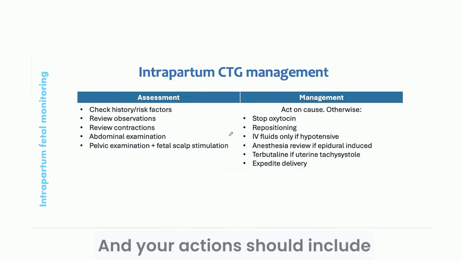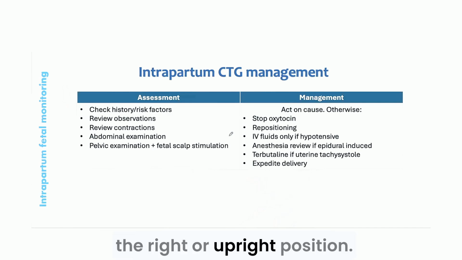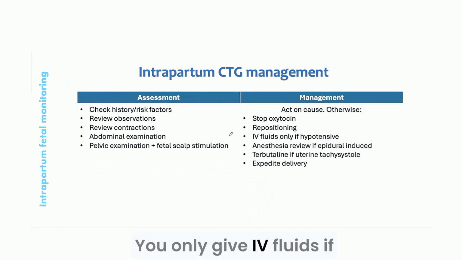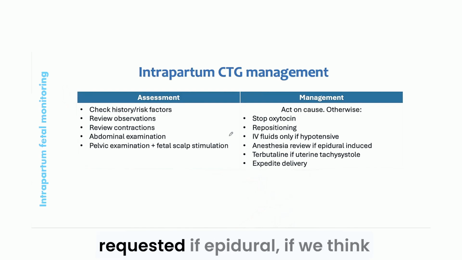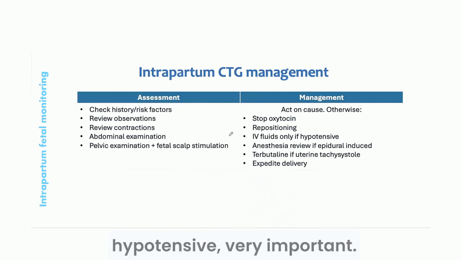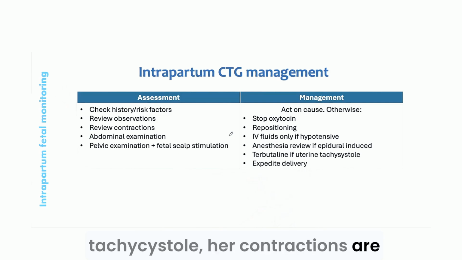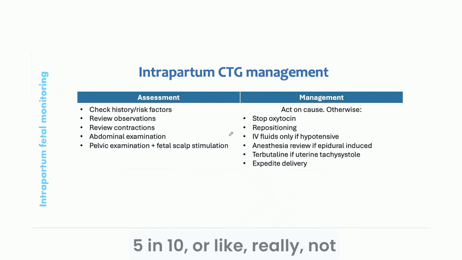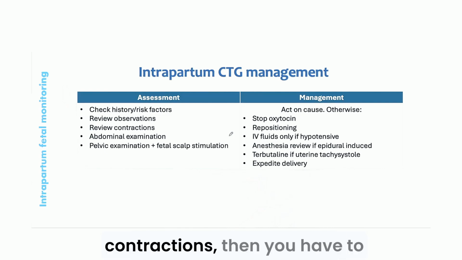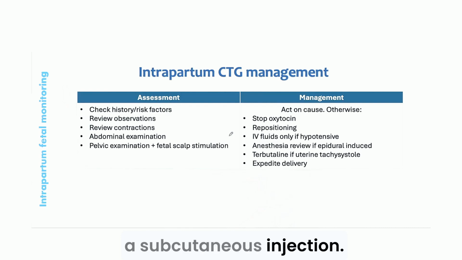And your actions should include stopping oxytocin, repositioning the mother to the left or the right or upright position. You only give IV fluids if the patient is hypotensive, but it's not routine, no oxygen whatsoever. The anesthesia review is requested if epidural, if we think that's related to the epidural, and the key to that is if she's hypotensive. Very important, if you think that she's tachysystole, her contractions are 5 in 10, or really not getting any rest out of the contractions, then you have to give terbutaline 250 micrograms as a subcutaneous injection.